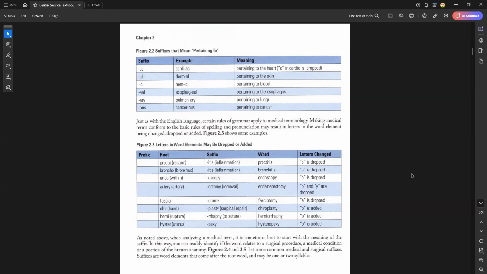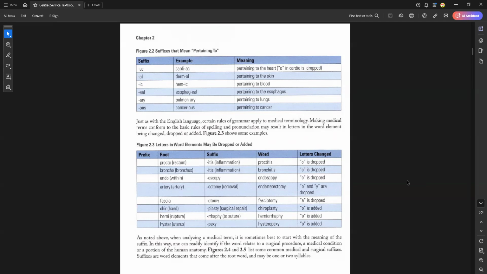It's about the heart. So AC means pertaining to. AL, dermal, pertaining to the skin. When you go to see your skin doctor, we call it a dermatologist. Derma, skin. Dermal. IC, hemic, pertaining to blood. Then EL. Then we have the samples over there.